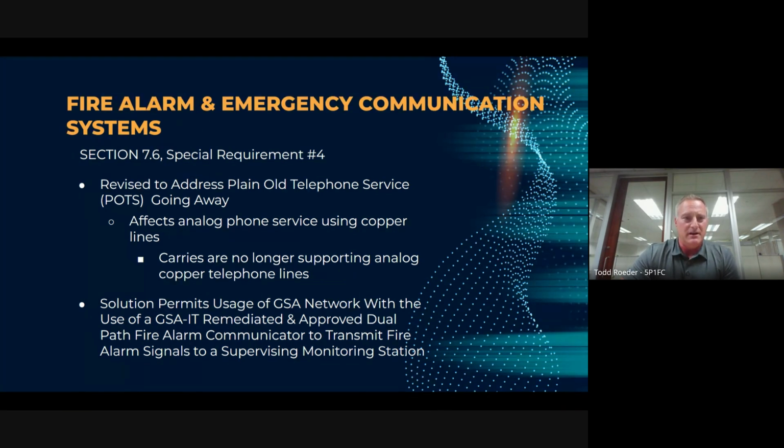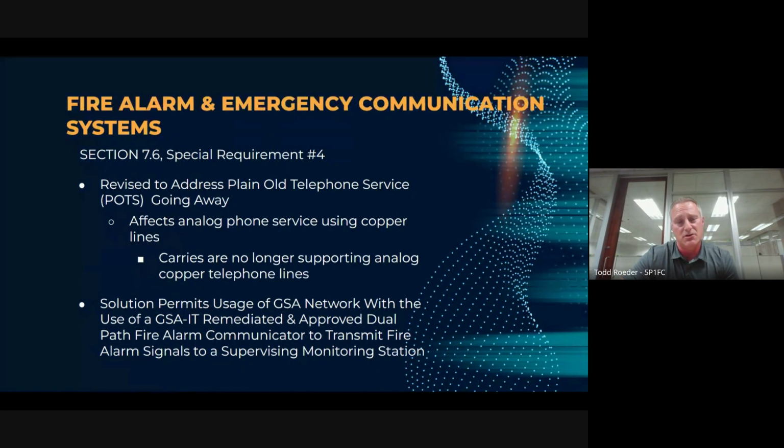So for us to pivot and come up with an additional solution that works for the government in partnership with GSA IT to address this issue, we are now allowing the use of the GSA network to be utilized to send those signals out. And that's completed through the use of an approved method, a dual path fire alarm communicator.